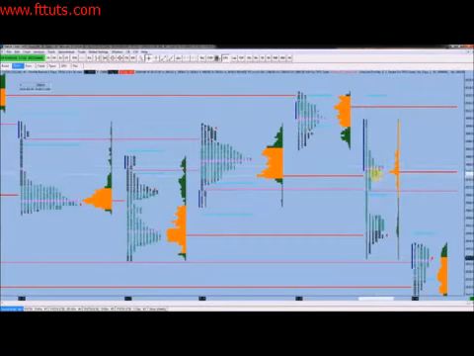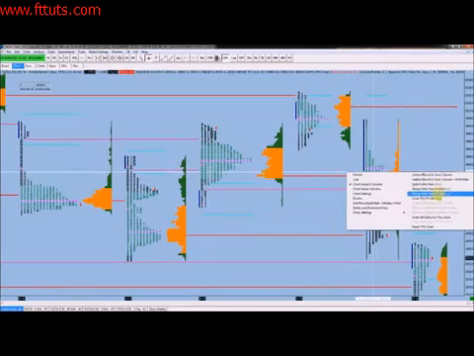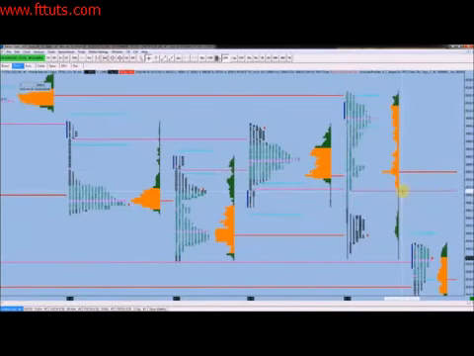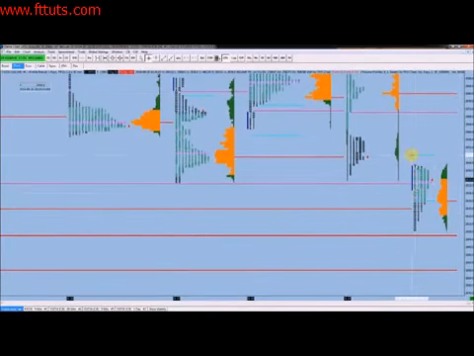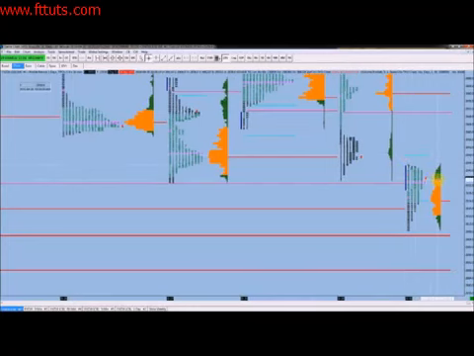And what's the light blue line? This one. Okay, I haven't gone into this yet. It's a bit suspect as to how often it works, but this light blue line is your initial balance extension. I haven't actually gone into this yet, but what it means is that this is your initial balance extended by 50%.